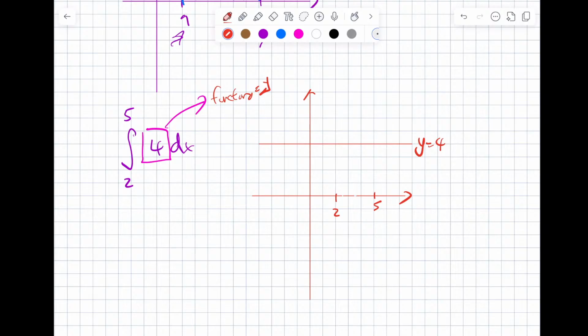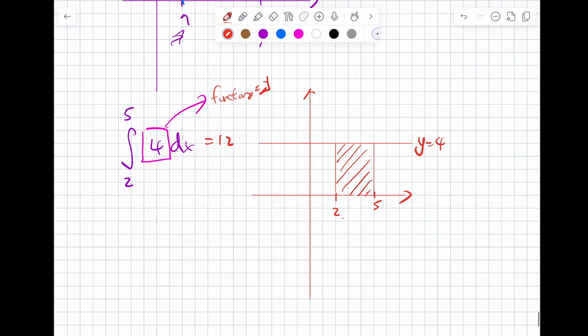Cameron? 12. I know you know, Amelia. I'm going to ask you hard questions. Easy questions, no fun. So that's equal to 12. Geometrically, it's really easy. Just count up the squares. The difference here is 3 and this is 4, so it's 3 times 4, a rectangle.